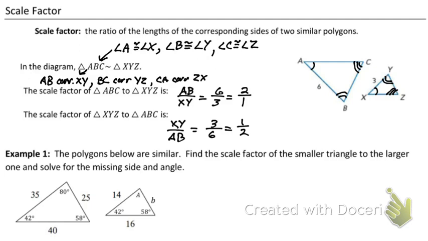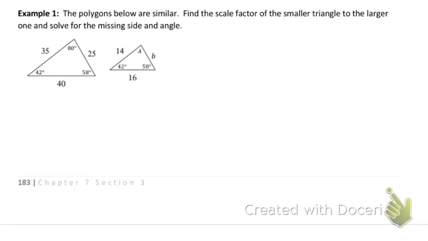All right, let's do an example with all this to make it all kind of gel a little bit more. So the polygons below are similar. Find the scale factor of the smaller triangle to the larger one and solve for the missing side and angle.